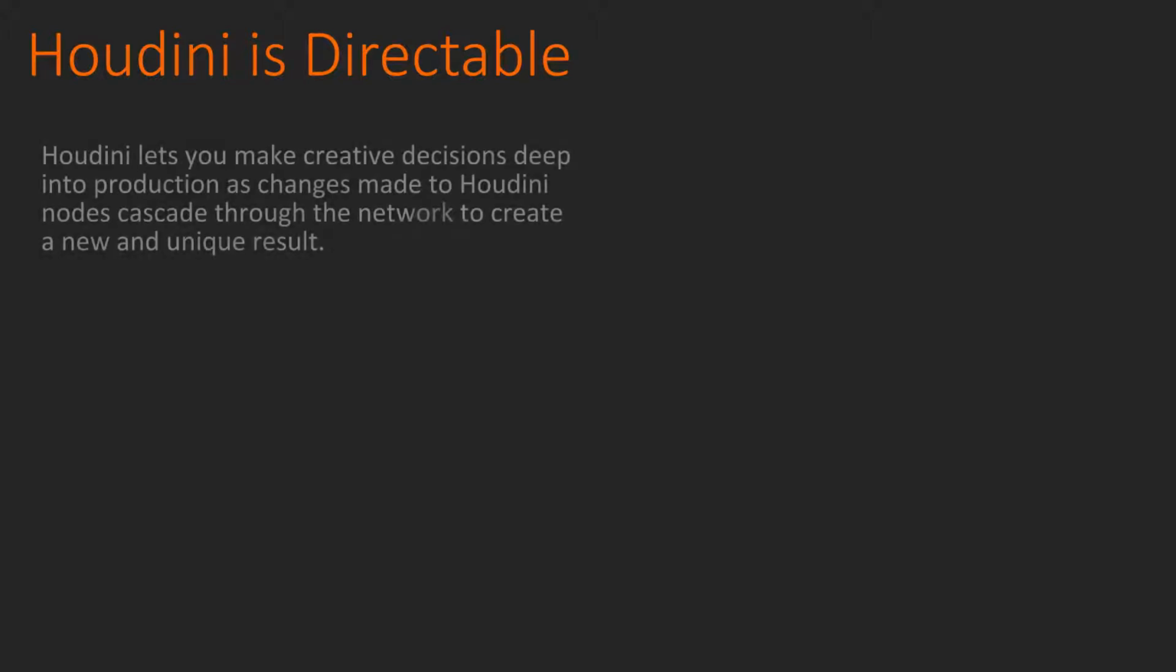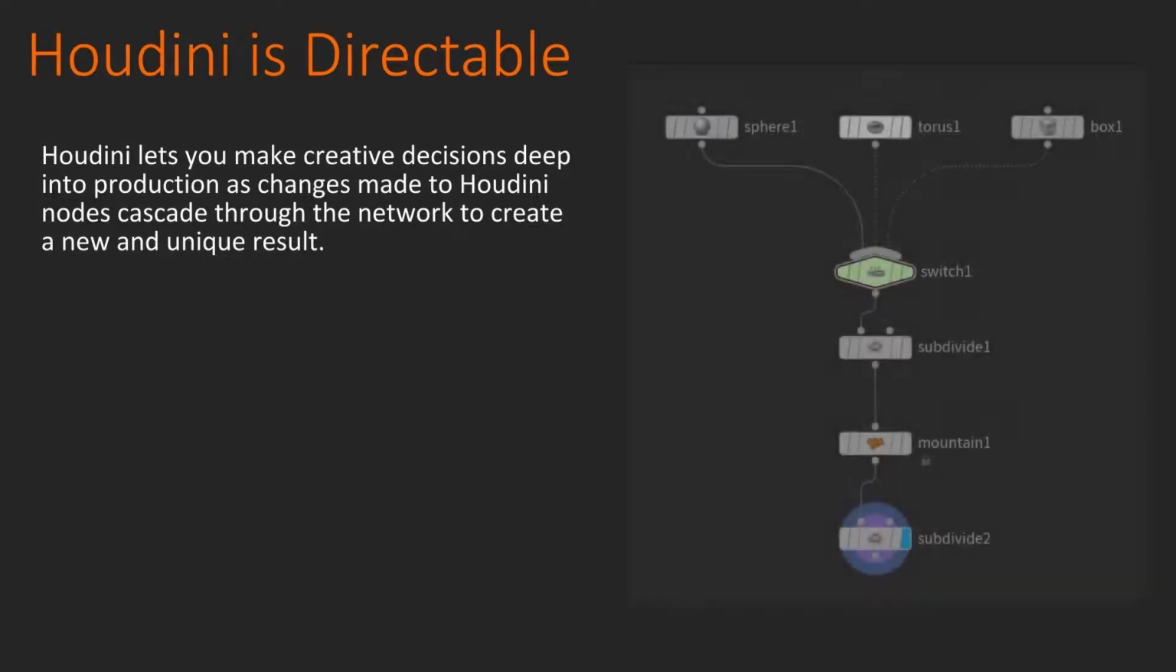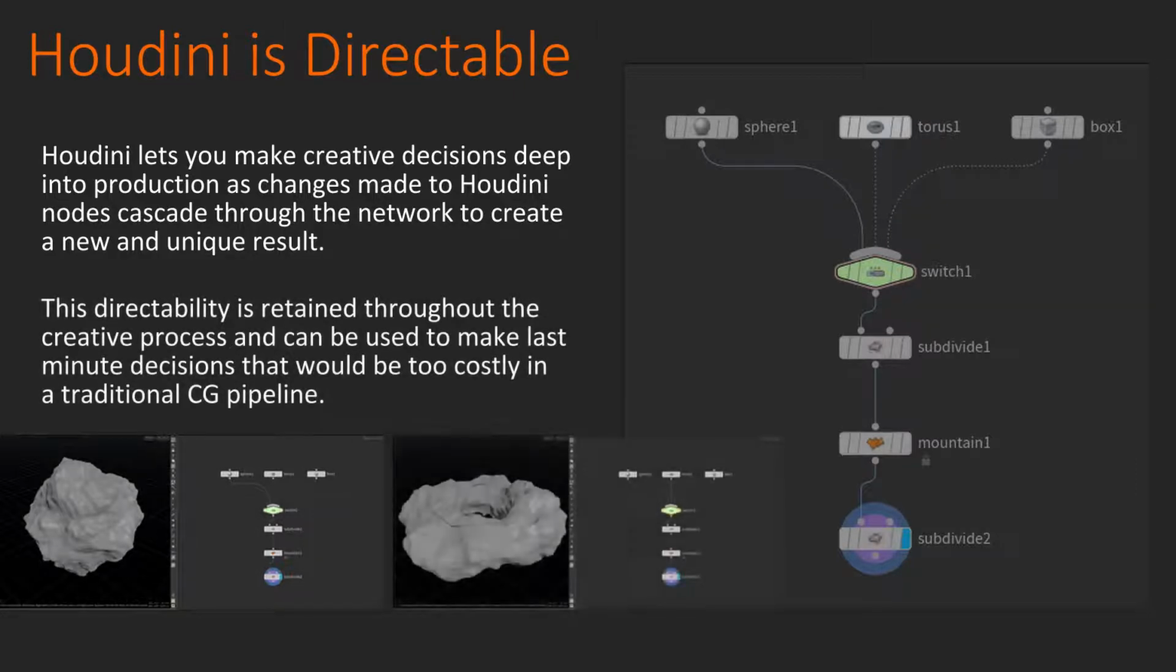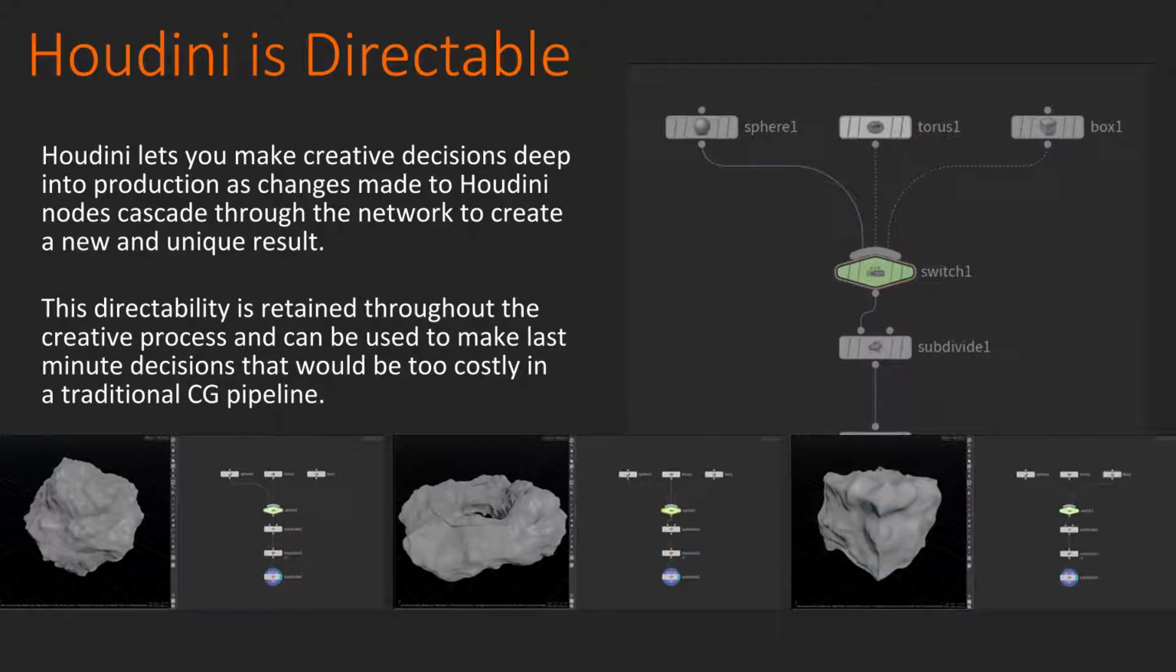Houdini is directable. Houdini lets you make creative decisions deep into production as changes made to Houdini nodes cascade through the network to create a new and unique result. This directability is retained throughout the creative process and can be used to make last-minute decisions that would be too costly in a traditional CG pipeline.